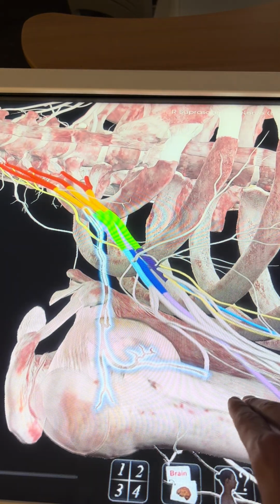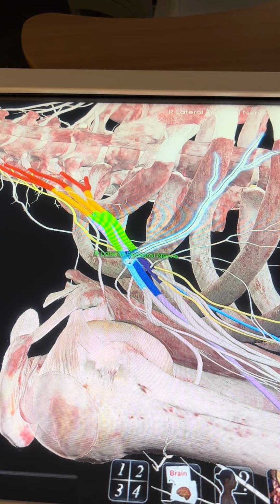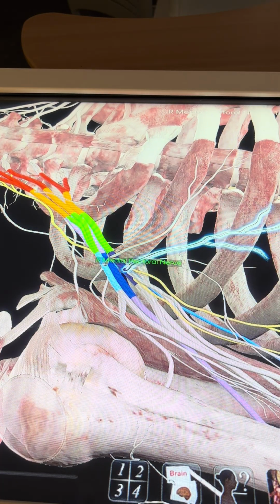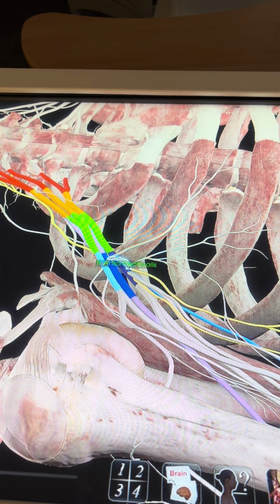Now, on your lateral cord, you may remember we get our lateral pectoral nerve. On the medial cord, you should remember that we get our medial pectoral nerve. And then we should remember that there's a little loop that connects these two guys together, which is known as the ansa pectoralis. Okay.